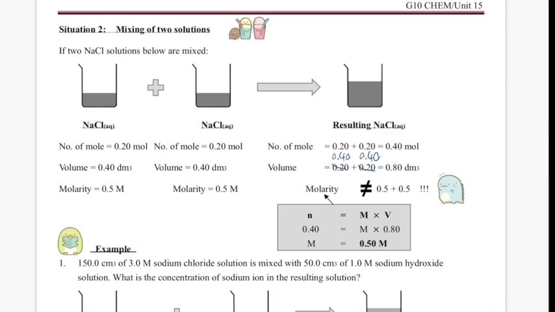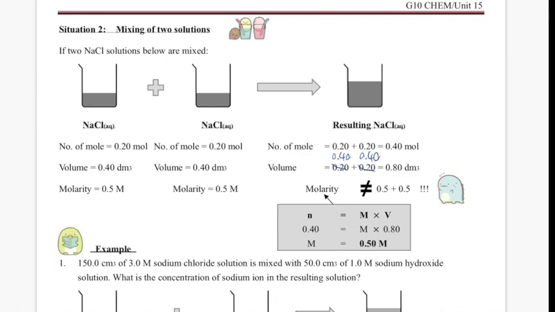However, can we do the same for molarity? Should we just add the molarity of the first solution to the molarity of the second solution and get the final molarity of the resulting sodium chloride solution? Is it equal to 0.5 plus 0.5, which is 1? Here you can see I put a not equal sign, but why? What is the reason for that? If we do a proper calculation step by step, we can work out the correct answer.